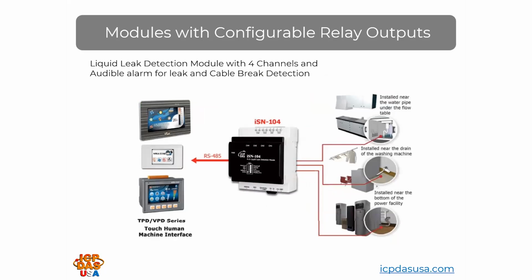ISN 104, it has 4 relay outputs, communicates over Modbus RTU. They're being used with touchscreen controllers like our TPD and VPD series. So the touchscreens, these are showing the status of different areas of the building. The screen has menu and different buttons that you could use to get to different sections in the application. These are being used in warehouses, libraries, museums, also at refrigeration systems, cold storage facilities, data centers. And they're also used with water tanks for monitoring leaks.